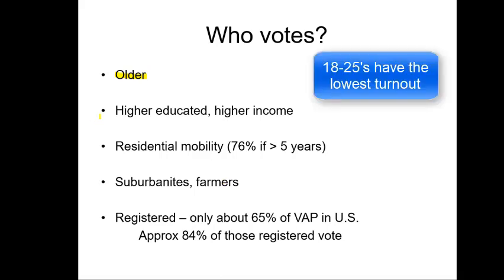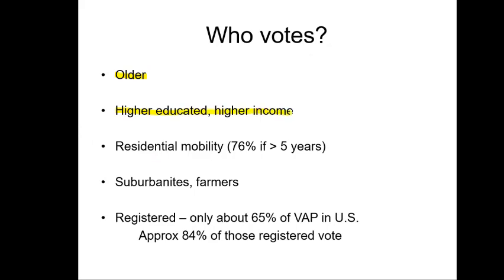We also know that the higher you are educated, the higher income bracket you're in, typically more tendency to vote, perhaps being more aware of the system or more at stake, being higher income. We also know that if you've lived in the same location for more than 5 years, the percentage goes up higher, perhaps because you're more vested in the neighborhood, you're more aware of civic duty of your neighborhood, and that translates to voting in general. We do know that suburbanites and farmers typically vote more.